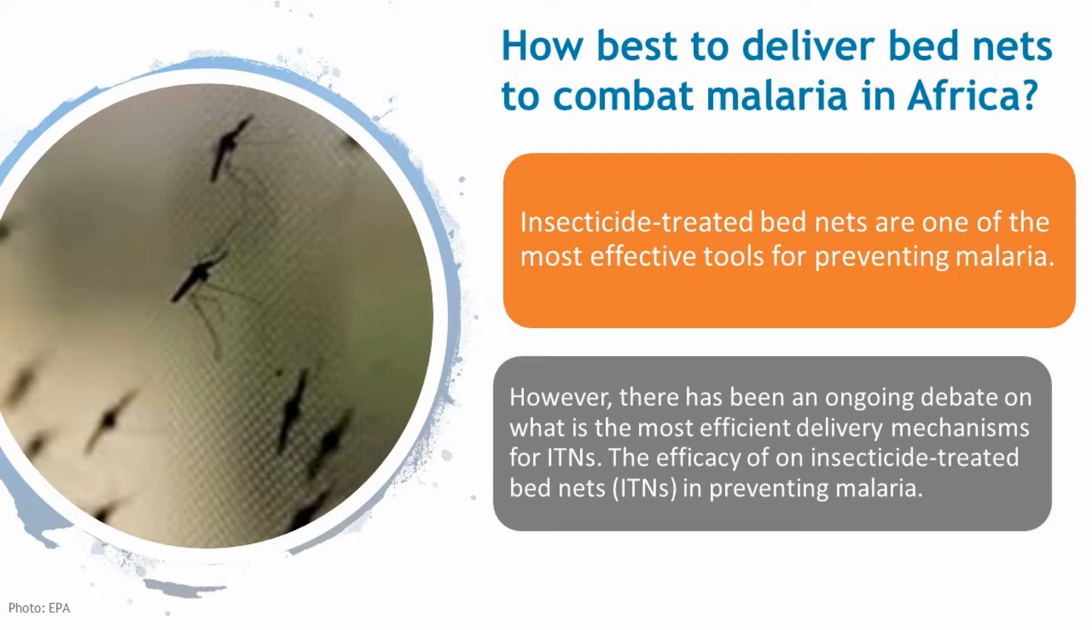Now, a simple solution we can think about is to distribute insecticide-treated bed nets. It's been established that this is a very effective way of preventing the spread of malaria. So insecticide-treated bed nets are one of the most effective tools for preventing malaria, but there's an ongoing debate on what is the most efficient way of delivering these insecticide-treated nets, or ITNs as they are called. And so the efficiency of the delivery of the ITNs will go a long way in ensuring that these ITNs are distributed to as many people in as many places as possible.